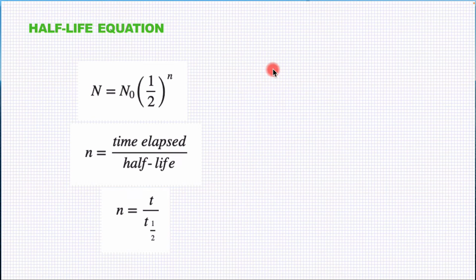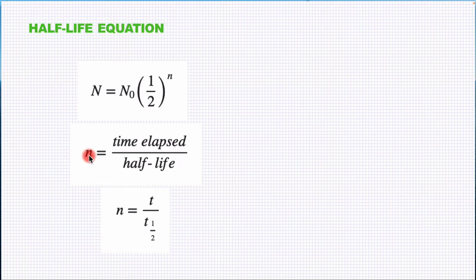To summarize the equations that have been derived from the previous graph, here is our equation for finding the number of radioactive nuclei remaining in a particular sample, which is equal to the original amount when we started timing, half to the power of the number of half-lives.